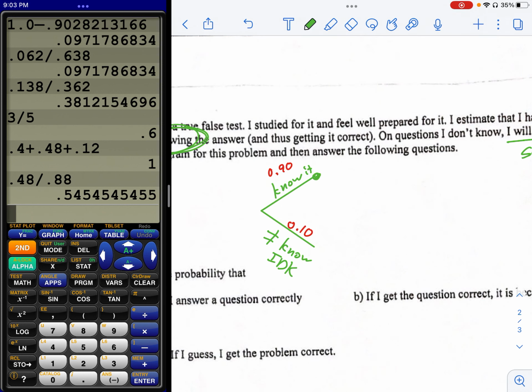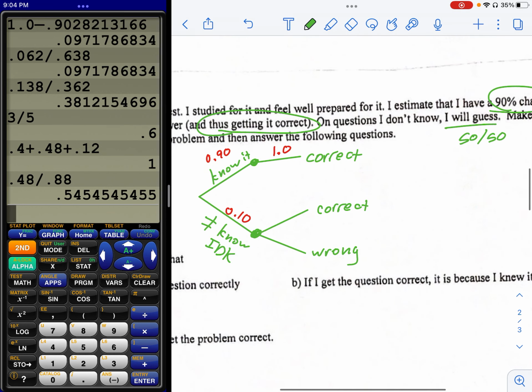Okay? If you know it right here, then what happens? Thus, you will get it correct. There's only one branch off of here, and that leads to a correct answer 100% of the time. 1.0. Okay? If you don't know it off of here, well, it says you're just going to guess. You're going to get it correct sometimes, you're going to get it incorrect, I'll just say wrong, other times. Okay, and this is the I will guess part. It's a 50-50 proposition. So half the time in this scenario, you get it right, and half the time you get it wrong.